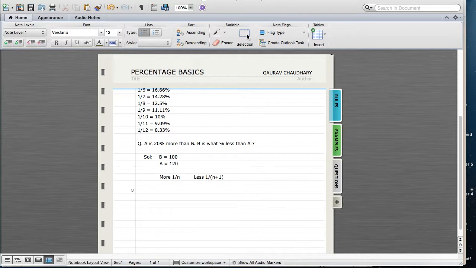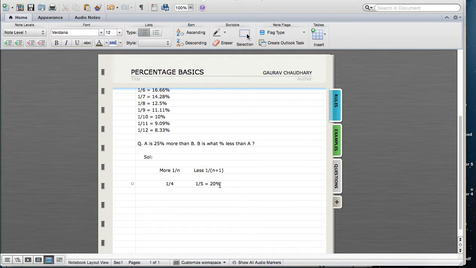In this case, 20% is equal to 1 by 5, so the answer will be 1 by 6, which is equal to 16.66%. Suppose the question had been A is 25% more than B, so B is 4% less than A. We will not use this method. So 25% is 1 by 4, so the answer will be 1 by n plus 1, 1 by 5, and the answer is 20%.